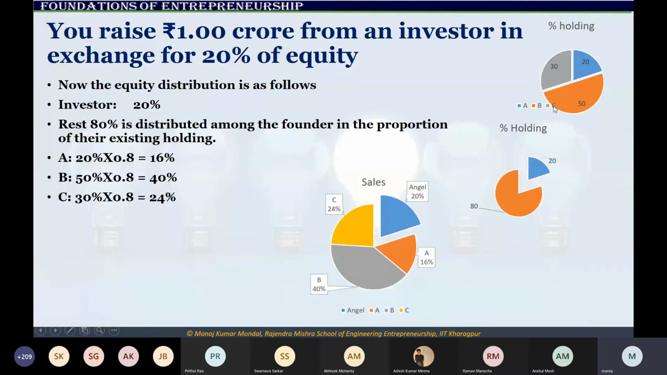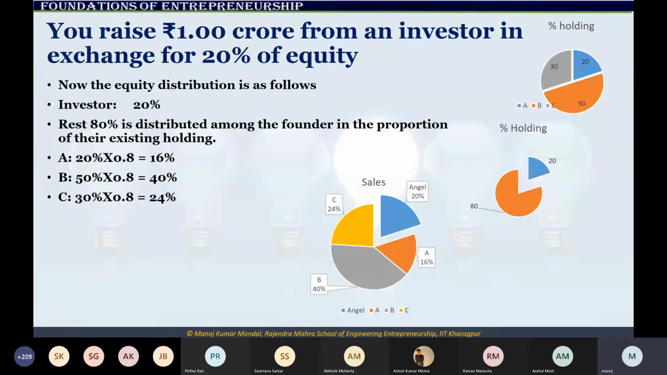Okay. So A gets 20%, B gets 50%, C gets 30%, depending on the amount of money. A brought in 2 lakh rupees, so 20%, 5 lakh rupees, 30 lakh rupees. Now, this is the initial stage. After a while, you need money and you approach an investor, and the investor is ready to invest 1 crore rupees. How the valuation is done, I will talk about it later.